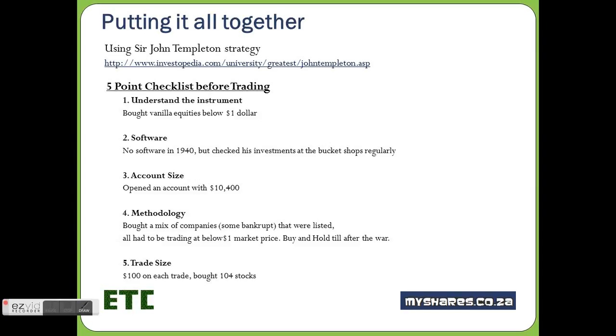Point number 4, methodology. Did he have a methodology in place? Yes, he did. He knew when to buy, it was at that point in time. He knew when to sell, it was after the war. He knew which shares to pick. He filtered them out with shares that were trading at $1 or less. And then it was simply buy and hold and see which ones panned out and which ones didn't. And point number 5, the trade size. He allocated $100 on each trade, so that's why he bought 104 stocks.